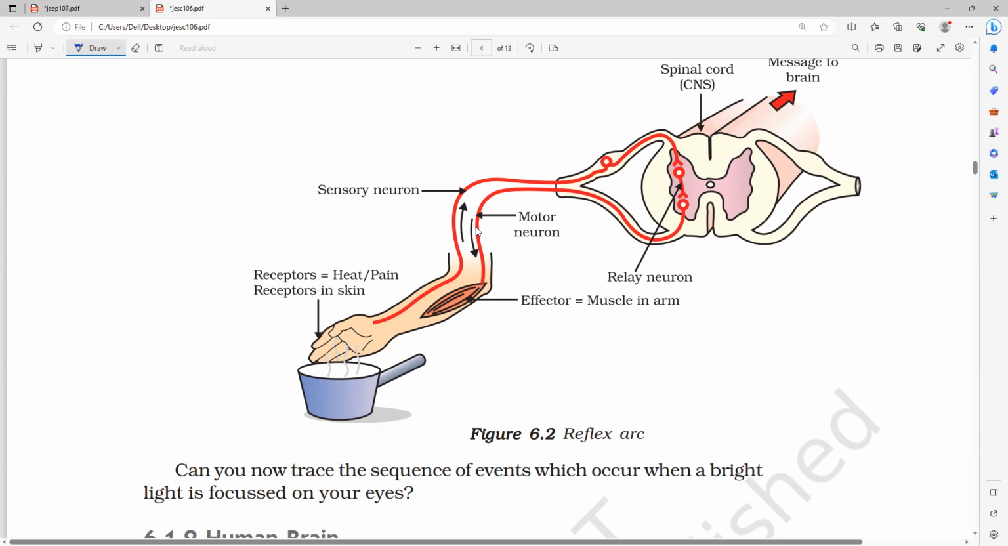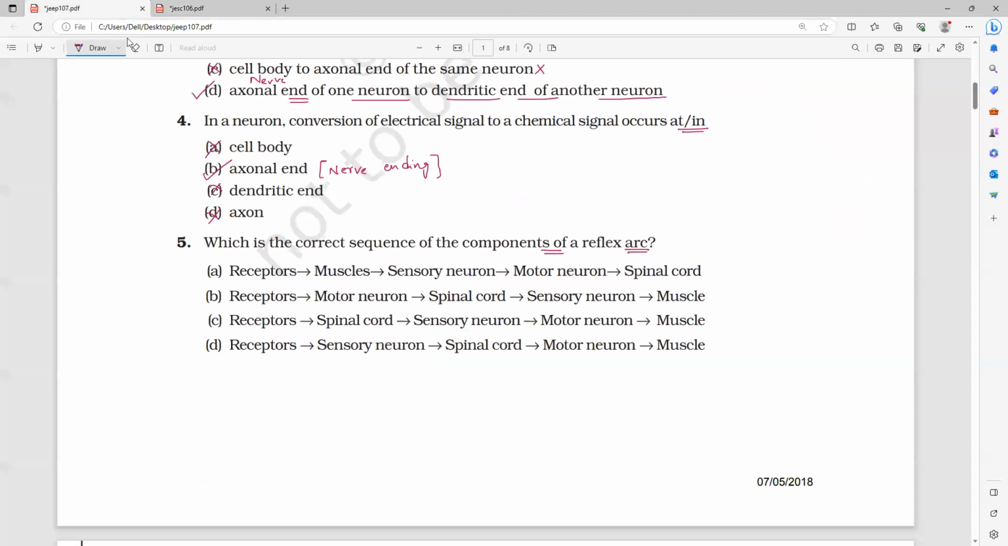First one, verify it: receptors. Next, from receptors it will go to the sensory neuron. The sensory neuron will take it to the spinal cord. From the spinal cord it comes to the motor neuron. The motor neuron goes to the effector. We have two kinds of effectors: muscles and glands. So what is the order, everybody?